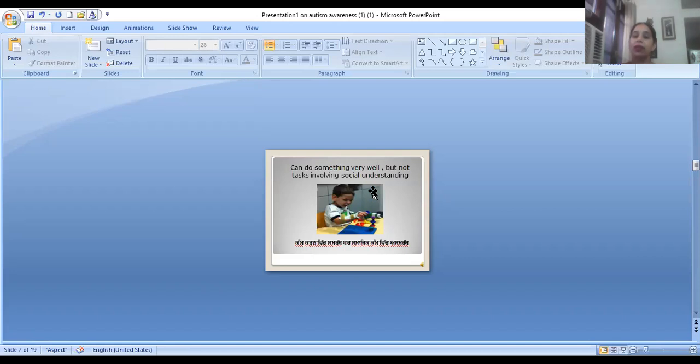They can do something very well, but not tasks involving social understanding. The child with autism can do very good things, beyond imagination. He can solve puzzles beyond imagination. He can solve mathematical questions beyond imagination. He can do artwork beyond imagination, but in the part of social understanding he becomes impaired. So on the cognitive part he is doing very well, but when it comes to social understanding, it comes to zero.